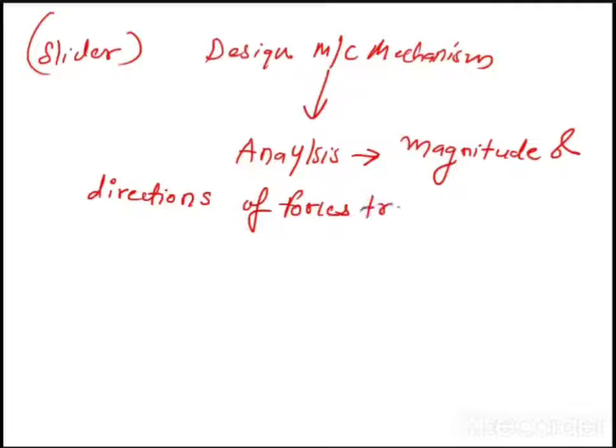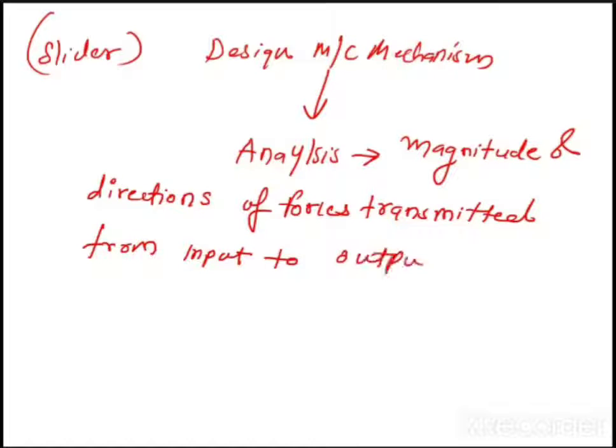of the forces transmitted from input to output, right? Input to output. So basically, this is the analysis. I am trying to say that I want to design a machine mechanism, let us say a slider crank mechanism in the case of IC engines. First of all, you have to do some analysis, in which you are finding the magnitude and direction because there are forces acting on the mechanism. What are the magnitude and direction of forces which are transmitted from input to output? Obviously, you will have some input and some output motion, right?